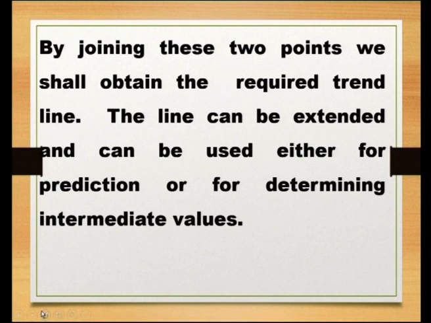The line can be extended and can be used either for prediction or for determining the intermediate values. That is, for prediction, in the sense we can also calculate the y value, that is sales of firm A, after the year 2010, and also we can calculate the trend values for the intermediate years. If anything is left out, we can also find out the trend values for the intermediate values.